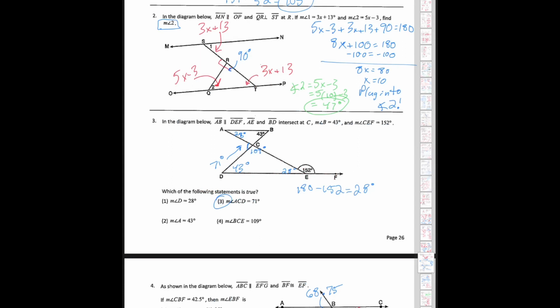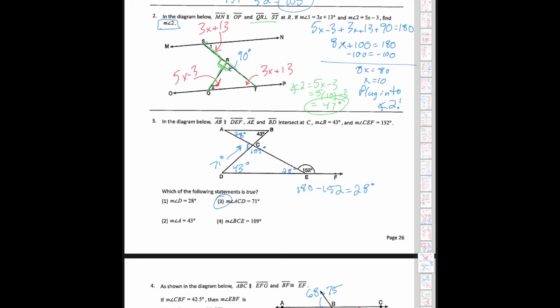So what we have here for number 2 is two parallel lines with a transversal and a triangle created on the inside. So we know that QR is perpendicular to ST. So here's QR, and here is ST. Perpendicular means that they form right angles. So we have a right angle here and a right angle here.